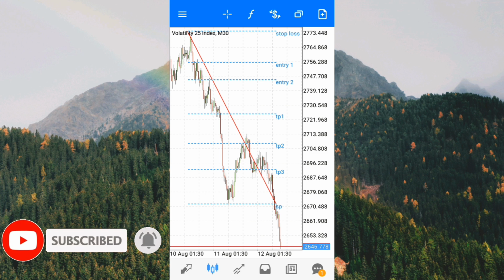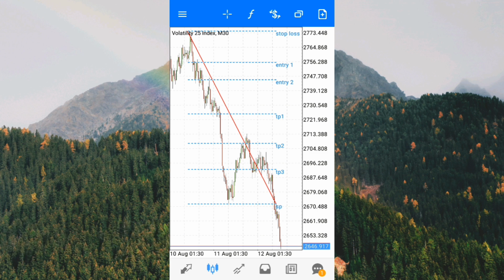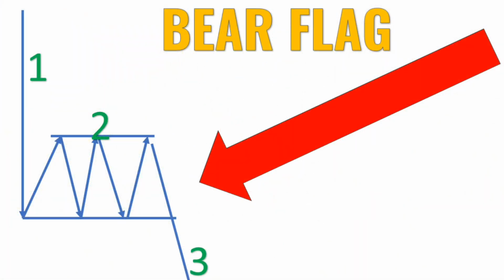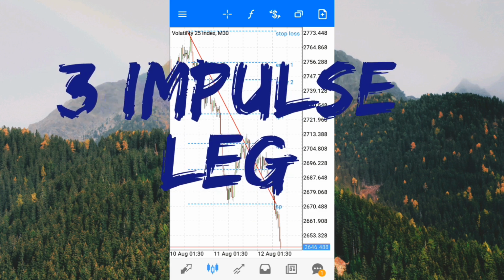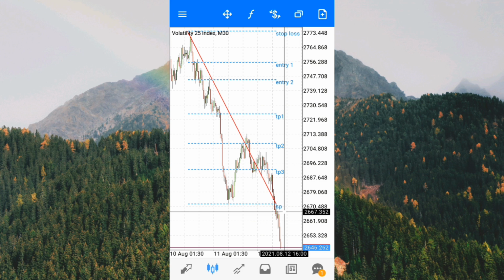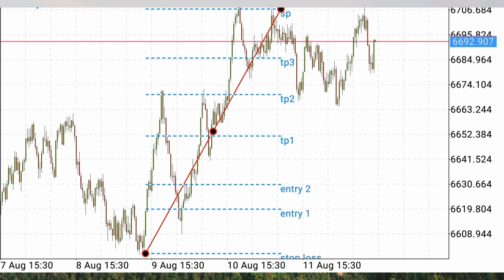Okay. Now, the price breaking the Fibonacci level, which I named SP, tells you that the correction has ended, and the third range of our 1, 2, 3 structure principle is about to be formed. What you could have done is place your trades just below the SP level, with your stop loss just above the TP3. This is the Volatility 10 Index on the 30-minute time frame.